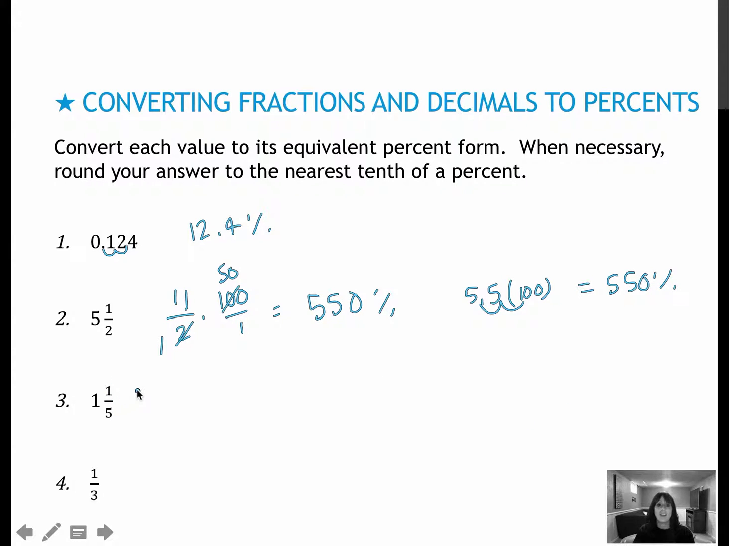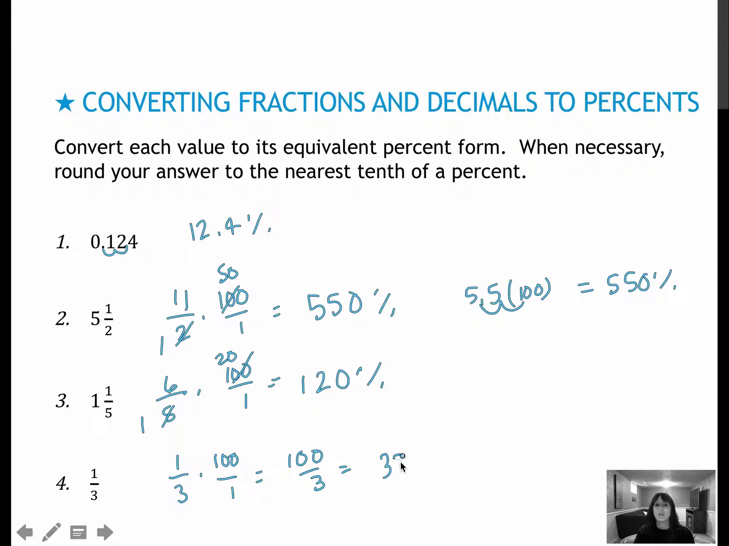1 1/5, again, just as we did with 5 1/2, same concept. I would go ahead and turn that into 6/5 times 100 over 1. I would reduce, and that gives me 120, which is of course a percent, 120%. And the last one, 1/3 times 100 over 1 gives me 100/3, and that would give me 33.3 repeating. If I'm rounding to the nearest tenth, that would be 33.3%.